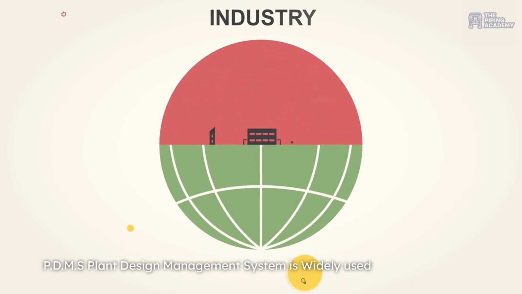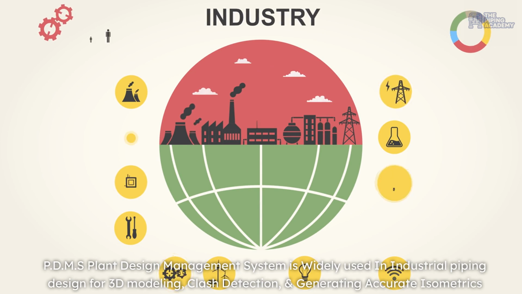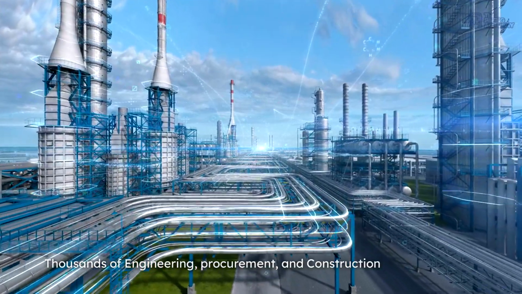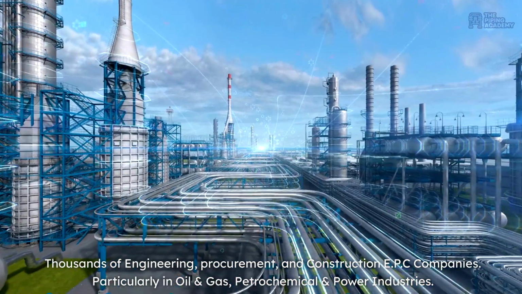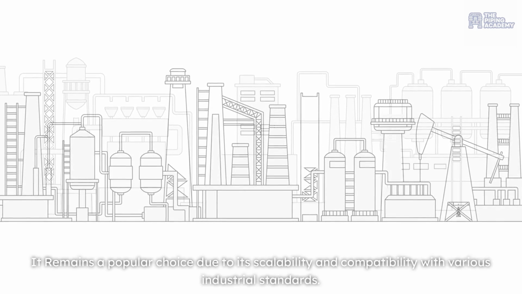PDMS, Plant Design Management System, is widely used in industrial piping design for 3D modeling, clash detection, and generating accurate isometrics. Thousands of engineering, procurement, and construction (EPC) companies, particularly in oil and gas, petrochemical, and power industries, use it. It remains a popular choice due to its scalability and compatibility with various industrial standards.